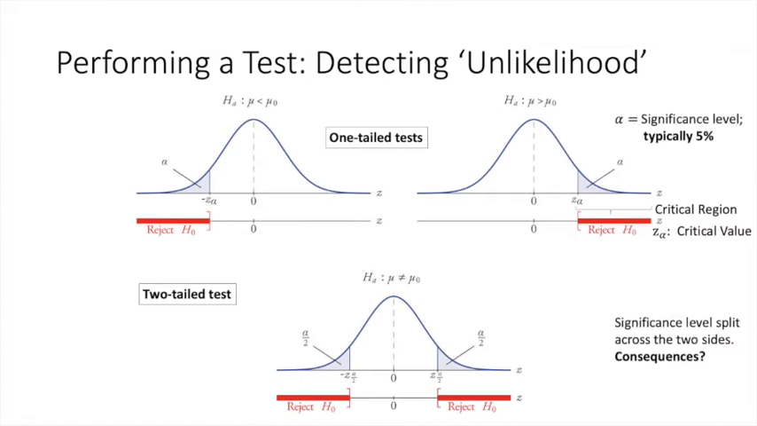Can you guess the consequences of using a two-sided test? Notice, because the significance level is split in halves on either side, to pass the two-sided test, the observed test statistic must be more extreme than in a one-sided test. Therefore, a two-sided test is harder to pass.